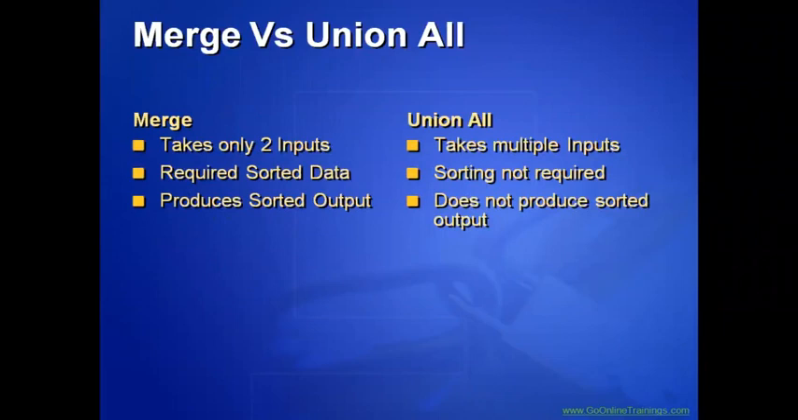Merge takes only two inputs, requiring sorting for all the data, and produces a sorted output because you're sorting the data. Union all takes multiple inputs, sorting is not required, so it does not produce a sorted output. Compulsory interview question: what is a merge? What is a union all in SSIS?